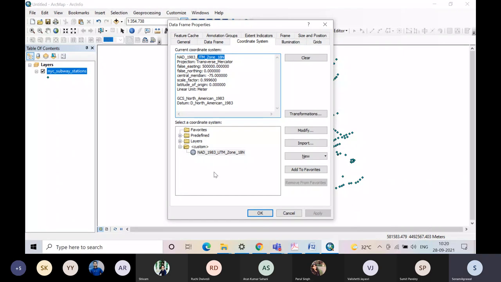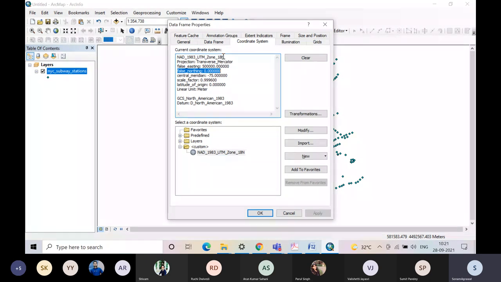Now you can see projection is Transverse Mercator, false easting is 5 lakh, and false northing is 0. Why? Because it is in the north, it is already saying 18N. Whenever you find a UTM zone, there will be a number along with a north or south value, like UTM zone 18N. Since it is in north, there will be just a false easting. We have already seen why there is a false easting and northing: we need to shift the origin.